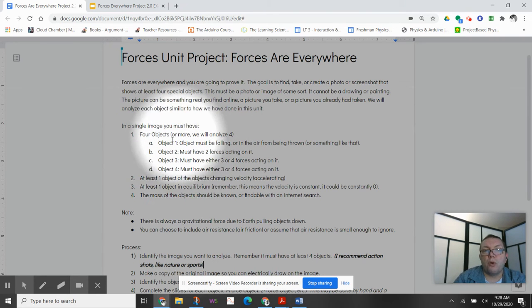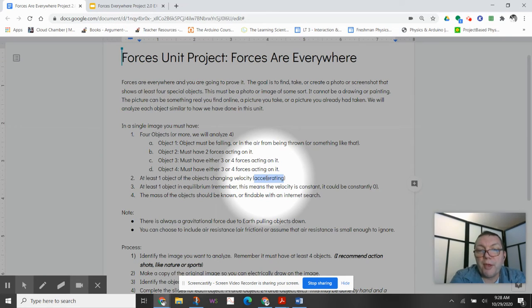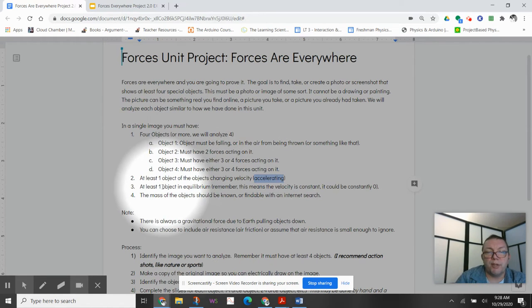Of those 4 objects, at least one has to be changing velocity. That could be speeding up or slowing down. We have the word accelerating here, or acceleration. We often think of that as meaning speed up, but it's really just any change in velocity. So something is accelerating if it's speeding up, something is accelerating if it's slowing down, something is accelerating if it's changing direction. So one of the objects has to be changing velocity.